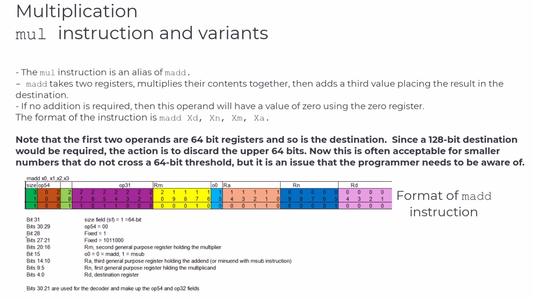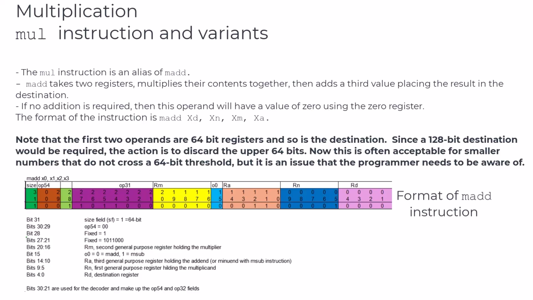There is also a complementary instruction MSub, and in this case the format is very similar. However, you can actually see that bit 15 is the bit that will indicate whether it's an addition or a subtraction, because it's addition if bit 15 is 0, and then if it's set to 1 it's a subtraction. So we'll look at that in some detail.